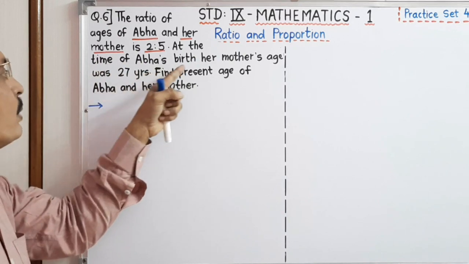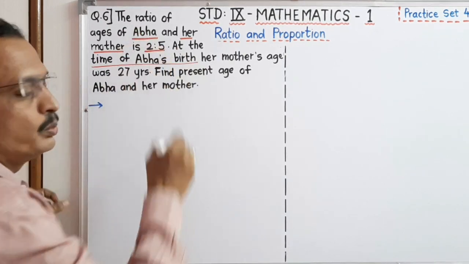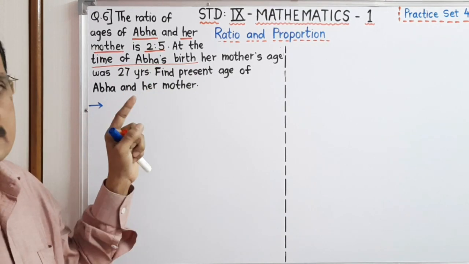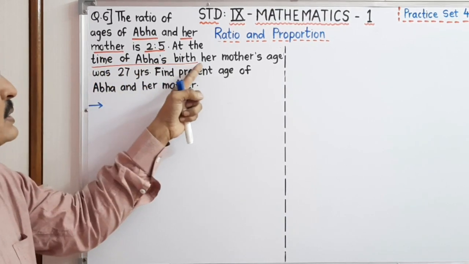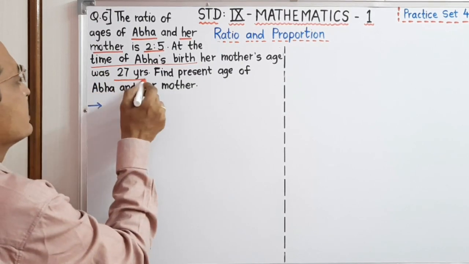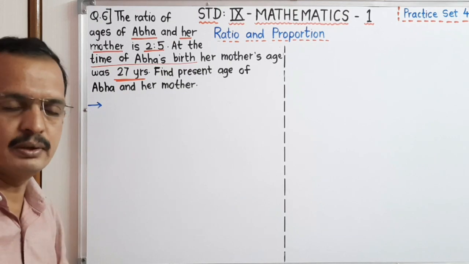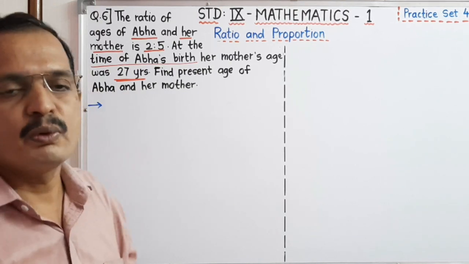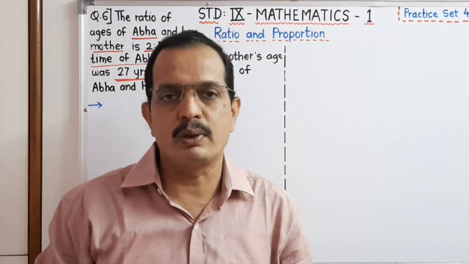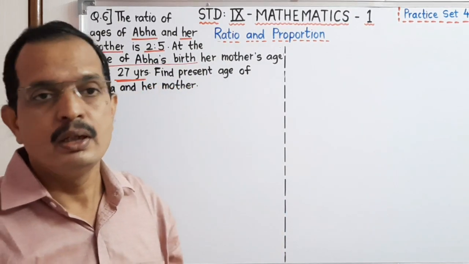At the time of Abha's birth, this is also an important concept, dear student. You must understand the meaning of this. At the time of Abha's birth, her mother's age was 27 years. Find the present age of Abha and her mother. Dear student, when we have to solve a statement problem, you must understand the meaning of the statement.